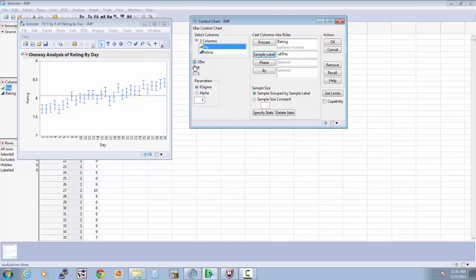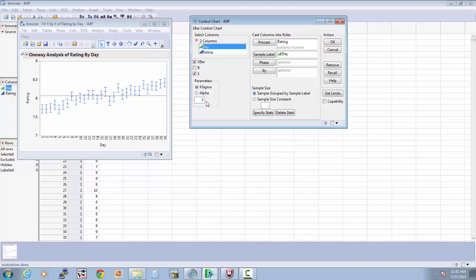Over here by default it will do the X bar and R charts, but I don't want it to do an R chart, I want it to do an S chart instead, so I'll click on that. In terms of these parameters here, this is how the upper and lower control limits on the control chart are defined, and we'll take the default, and these will be 3. K is equal to 3, so we're going to create limits that are plus or minus 3 standard errors from the mean. Remember, that gives a false positive rate of about 3 in 1,000 from the empirical rule.